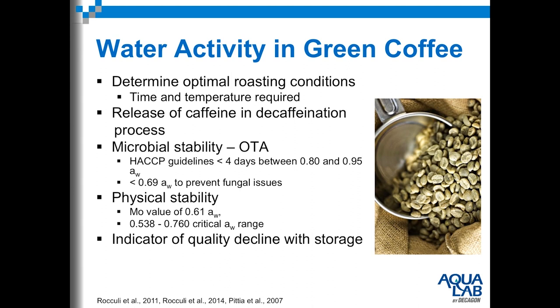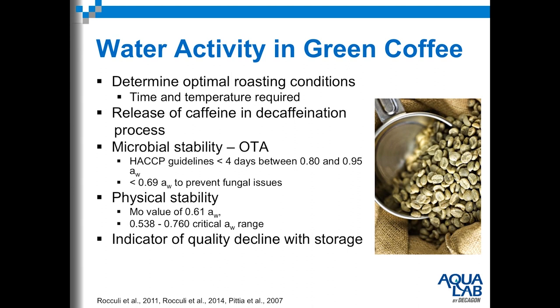If we switch over and look at some of the physical stability aspects, there's been a lot of work done. Riccoli's group has looked at various aspects of physical stability, and what they did was determine a monolayer moisture value for green coffee. They established that value at 0.61 water activity utilizing moisture sorption isotherms. This monolayer moisture value is associated with where a product is in its most stable form, and the optimal moisture and/or water activity to keep the product at or below.